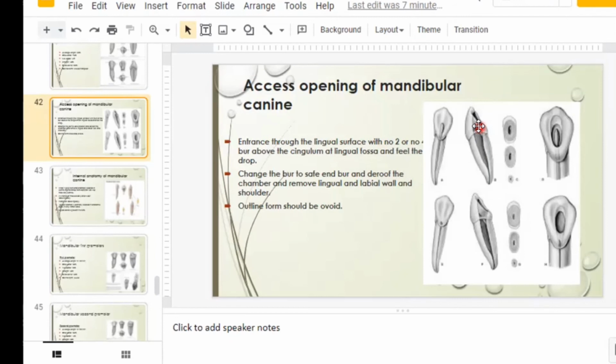Okay. So Dr. Nafiza, when you are starting our anterior access cavity preparation, first we should start at a 45-degree angulation. Yeah. Then once you get the drop, you should change to a straight 90-degree angulation. Correct.